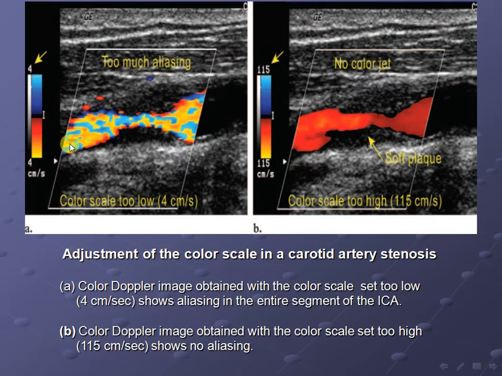You can see here all of these areas that have different colors, yellow, red, white, different colors. Okay, this is aliasing. Why? Because the scale is only four centimeters per second, a very low scale. You get aliasing, you get spillage of the color outside the lumen of the artery. This is the lumen of the artery and you have color here and here.